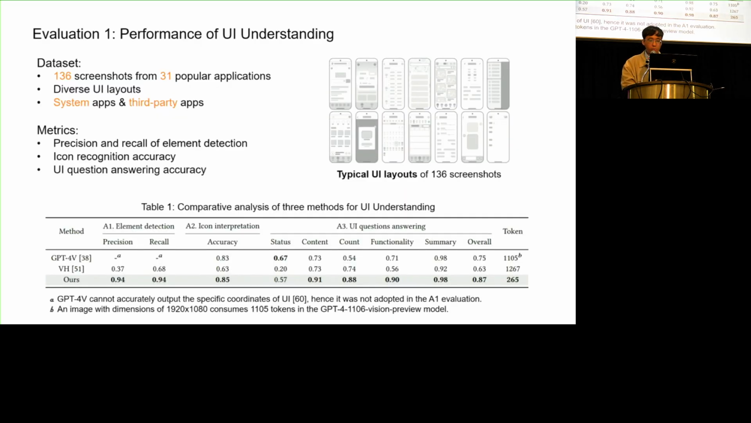In evaluation, we first focus on the accuracy of UI understanding. We used a dataset of 136 screenshots from 31 popular applications, covering different UI layouts from system applications to popular third-party apps. We evaluated the precision and recall of element detection, icon recognition accuracy, and the quality of answering screen-related questions, using LearnBot based on the generated UI semantic descriptions.